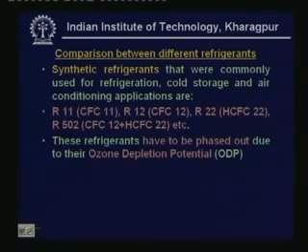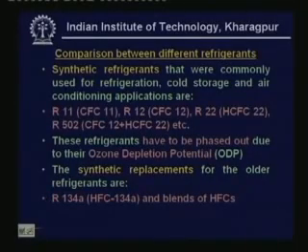These were used very widely, but these refrigerants had to be phased out due to their ozone depleting potential. That means all these refrigerants have non-zero ODP values. Due to the Montreal Protocol, all these refrigerants were already phased out or have to be phased out. The synthetic replacements for the older refrigerants are R134a, an HFC, a hydrofluorocarbon, which does not contain chlorine. So its ODP value is 0, so it can be used. In addition, various blends of hydrofluorocarbons are also being used as synthetic replacements.